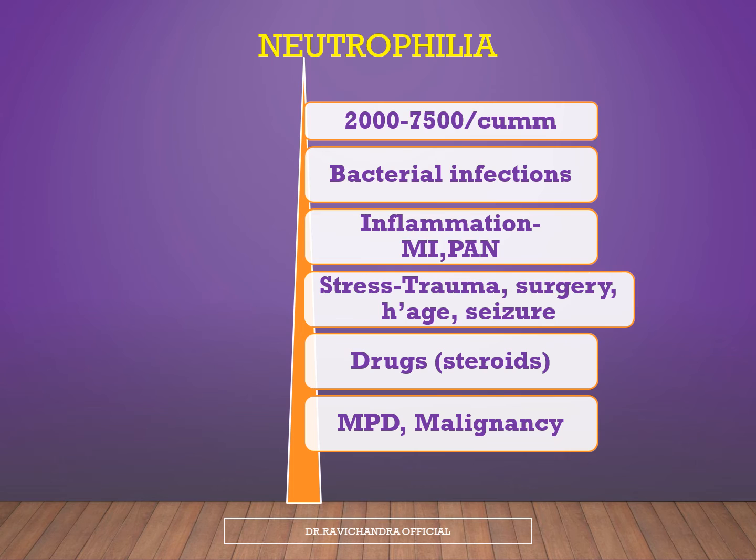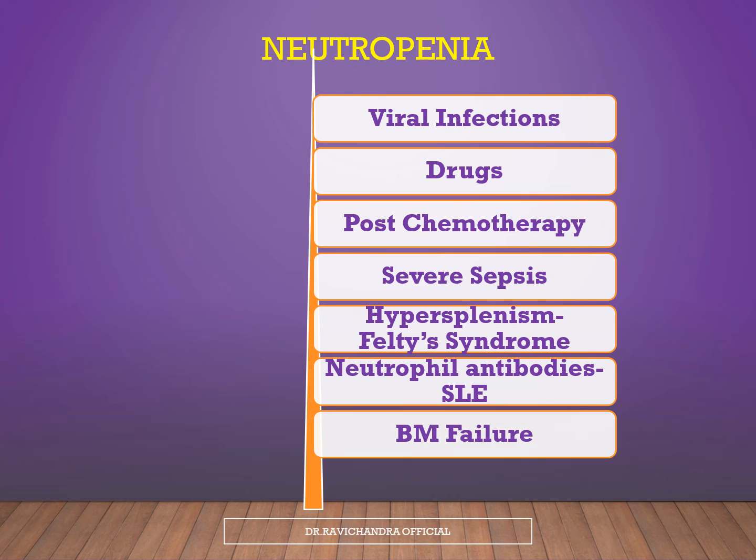Neutrophilia. The absolute neutrophil count will be around 2000 to 7500 cells per cubic mm. Neutrophilia is seen in bacterial infections, inflammations, stress like trauma, surgeries, hemorrhage, seizures, and when steroids are used for a long duration, and it can be seen in malignancies and myeloproliferative diseases also. Neutropenia is seen in viral infections, drug intake, post chemotherapy, severe sepsis, hypersplenism, Felty syndrome, neutrophilic antibodies seen in systemic lupus erythematosus, and bone marrow failure.